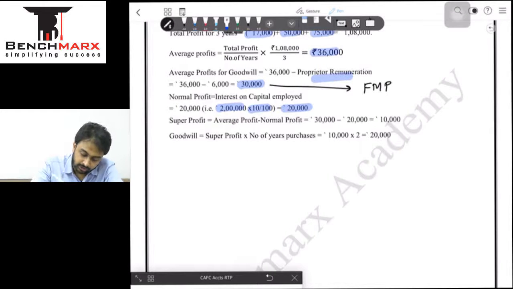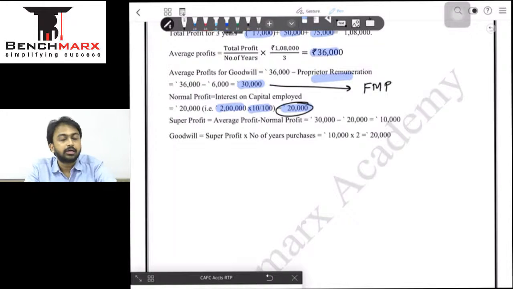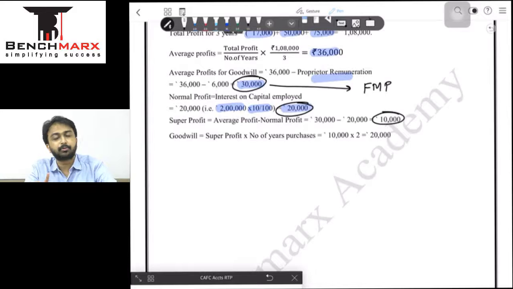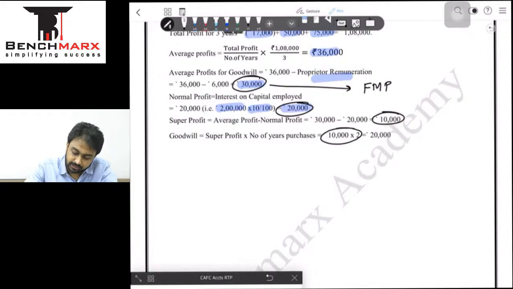So 20,000 is the amount that the industry is earning normally. 30,000 is what we are actually earning after taking into account the opportunity cost as well, which means super profit appears to be 10,000. Note that super profit is not goodwill. Super profit is simply a proof that goodwill exists, and once we get super profits, the purchase of that in a number of years is going to give me the goodwill, and that is how we will compute goodwill.